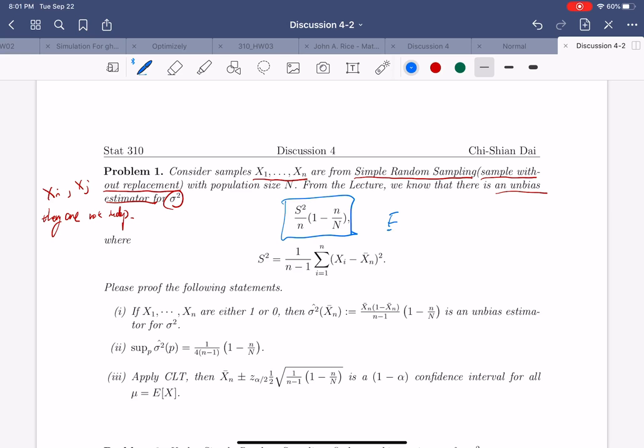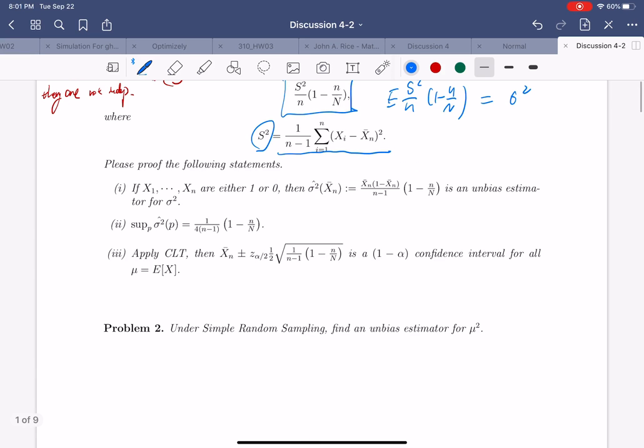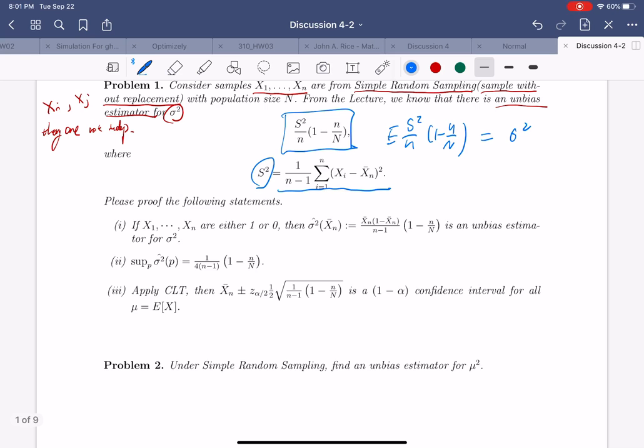That means the average of this will be sigma square. Here the S square is the sample variance. So we want to prove the following statements. The first one is: S1 to Sn are either 1 or 0. Then this quantity is an unbiased estimator for sigma square.